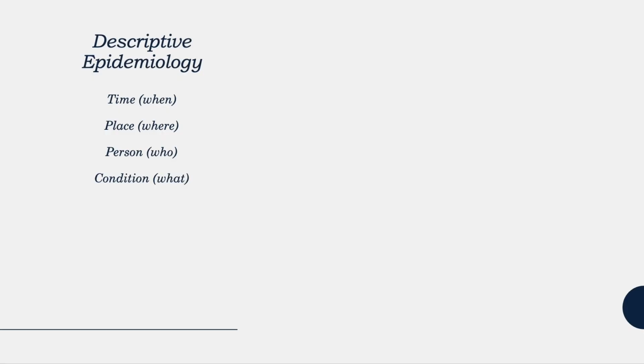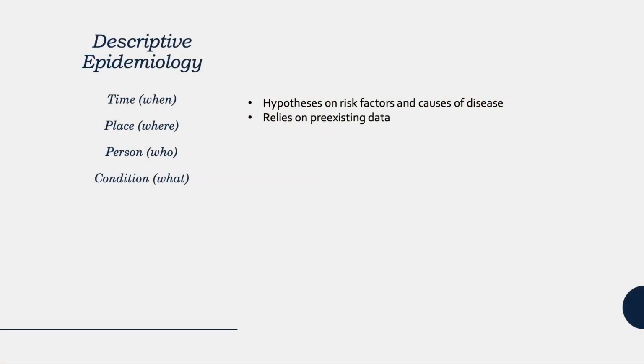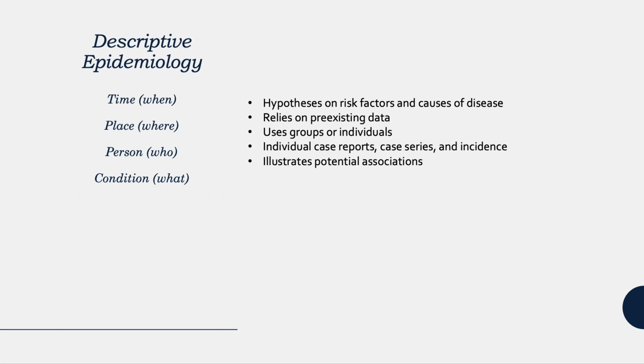Descriptive epidemiology asks when, where, who, and what, so the time, place, person, and condition. They make hypotheses based on risk factors and causes of disease. They rely on pre-existing data, mainly from primary research sources and peer-reviewed data. It uses groups or individuals of people. They highlight and refer to individual case reports, case series, incident and prevalence cases and rates. In research, epidemiologists specifically refer to studies that involve cross-sectional studies. And descriptive epidemiology illustrates potential associations.